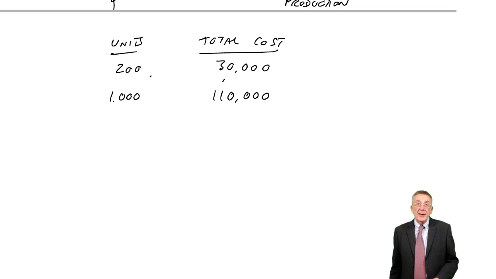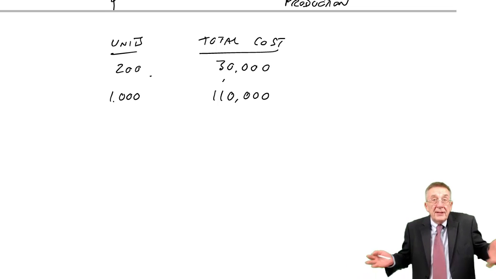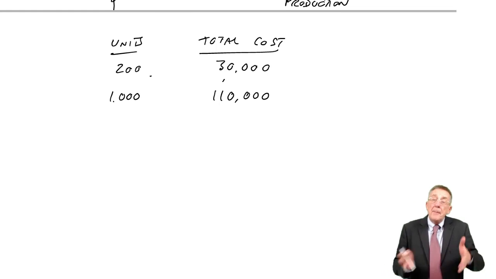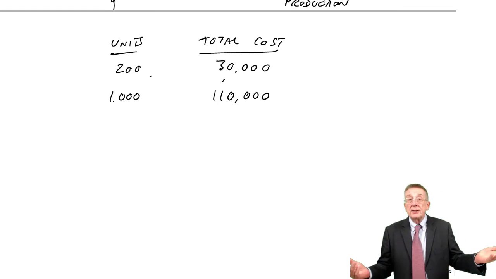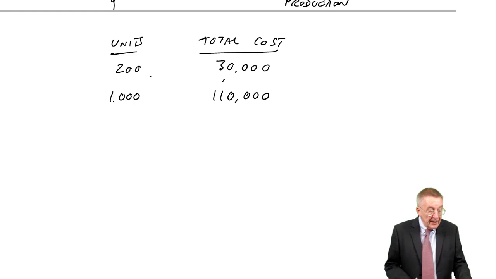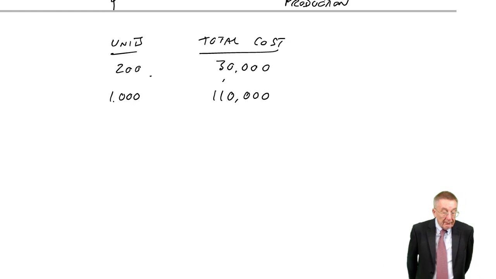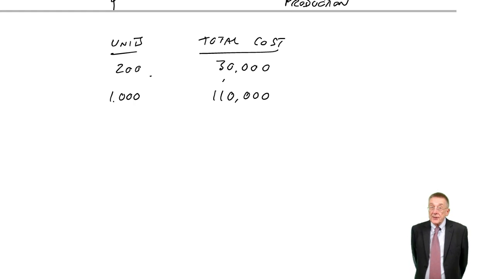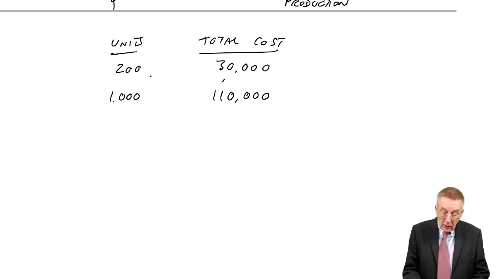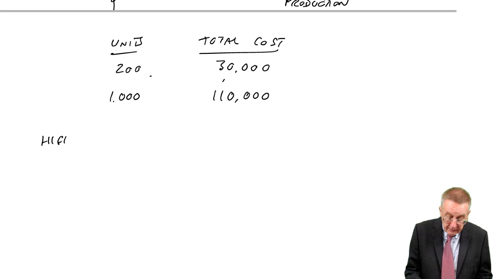Part of that cost is fixed. I don't know, maybe 10,000 a month is a fixed cost. Part of it is variable. Maybe there's a variable cost of $10 a unit. And our job is to calculate what is the fixed cost and what is the variable cost per unit. And we're going to use something called the high-low method.